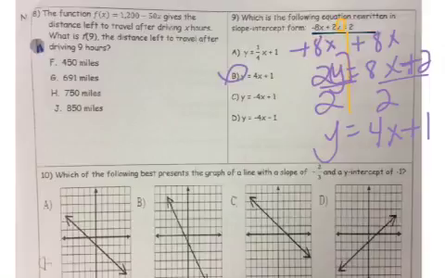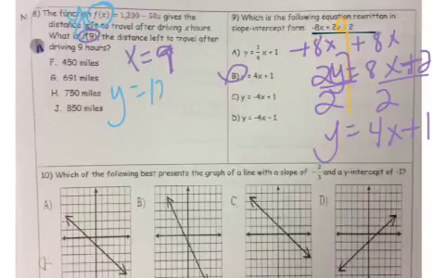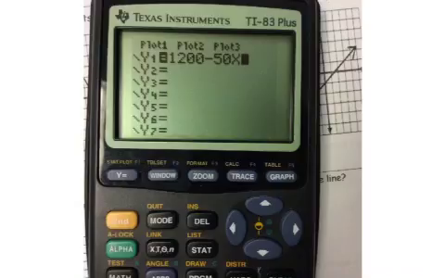Okay, let's look at number 8. It gives us a function and is asking us what is f of 9. This means x equals 9. Now, also remember that f of x is the same as what? Y. So this is y equals 1200 minus 50x. Well, guess what? If we have y equals, that means we can put it in the calculator.